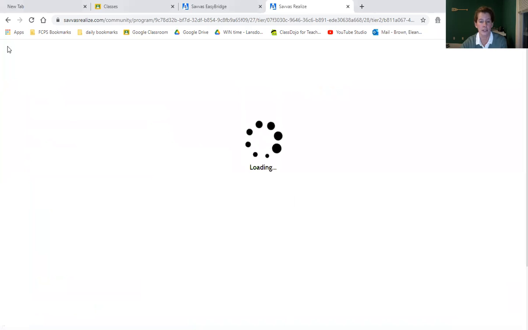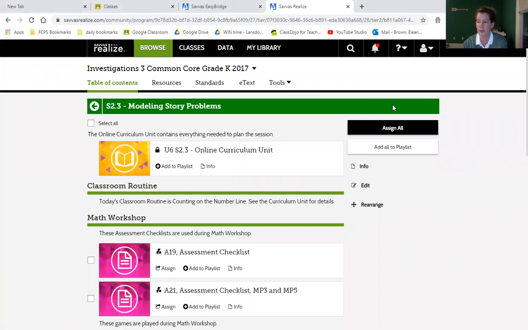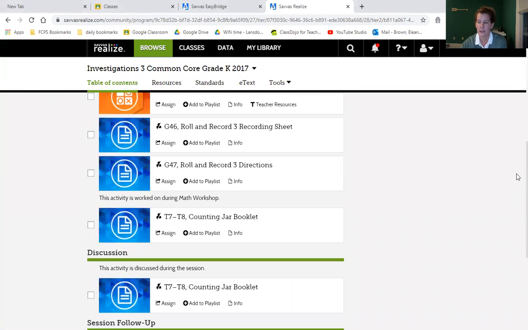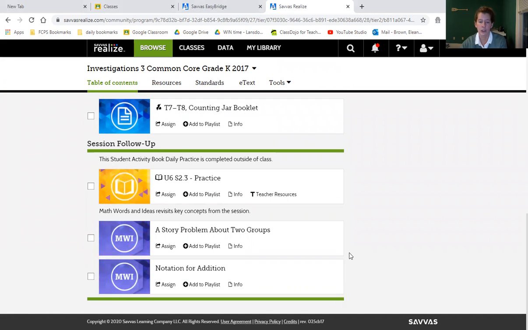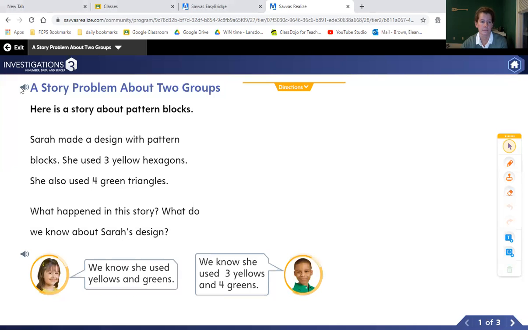Now, let me go back. That was the notation for addition. Now I want to show you the story problem. If I can get my mouse working. Here we go. A story problem about two groups.